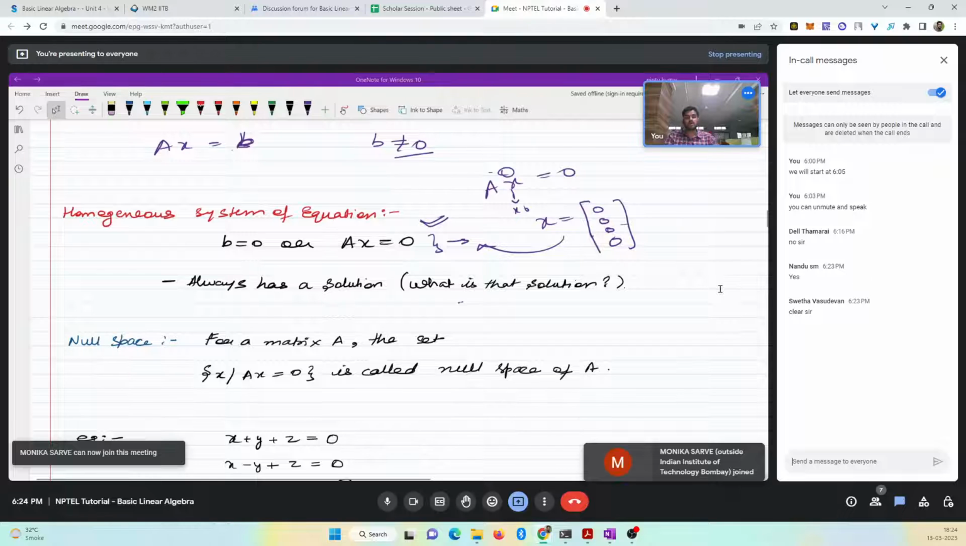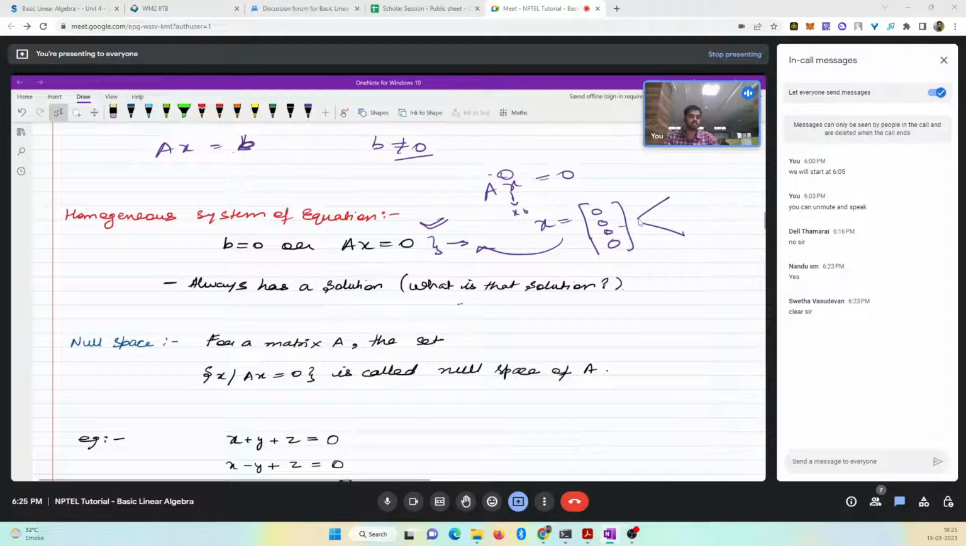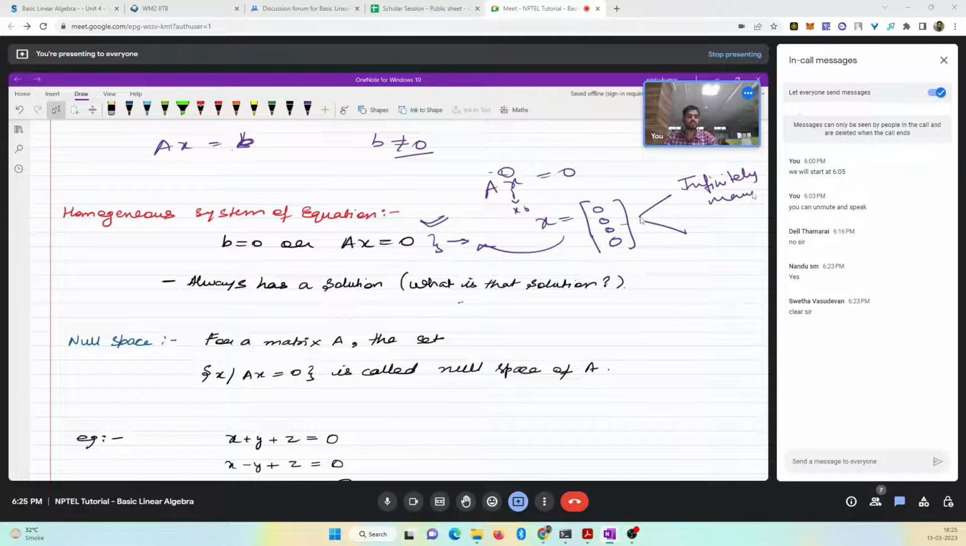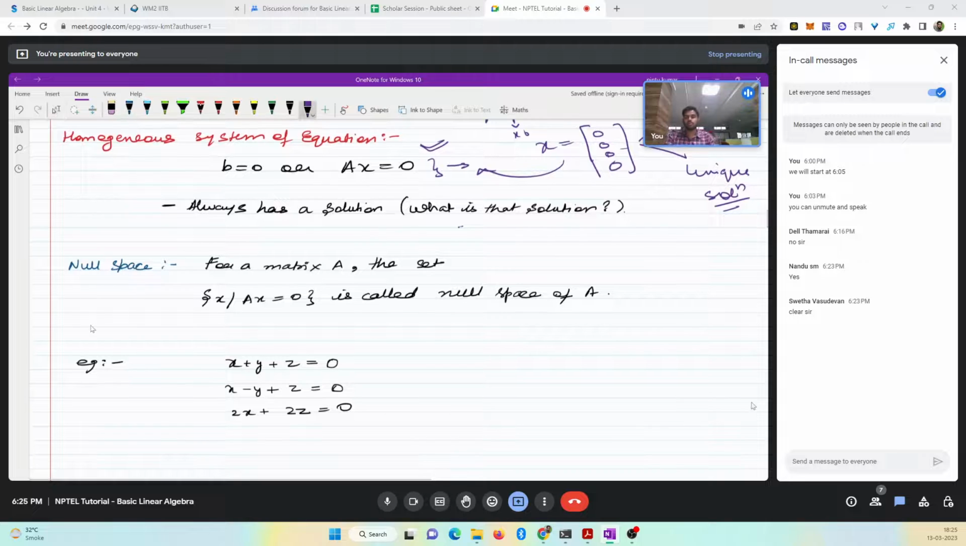Okay. Now, in case of a homogeneous system of equations, you will have only two cases. One is infinitely many solutions, and one is a unique solution. Okay. Now, we'll talk about something called the null space of a matrix.